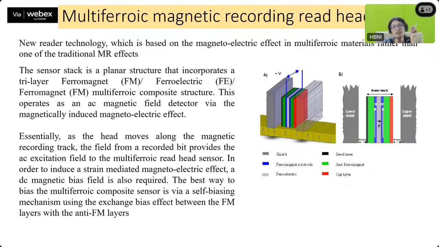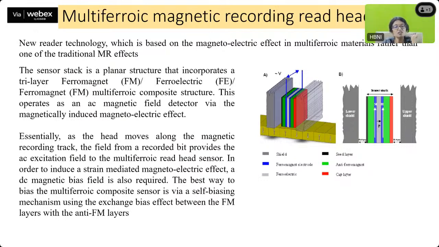We already saw the read heads which are made of GMR kind of materials. So now let's see what is the application of multiferroic magnetic recording read heads. This new reader technology is based on the magnetoelectric effect in multiferroic materials rather than the traditional magnetoresistance effects. So what is the sensor stack?